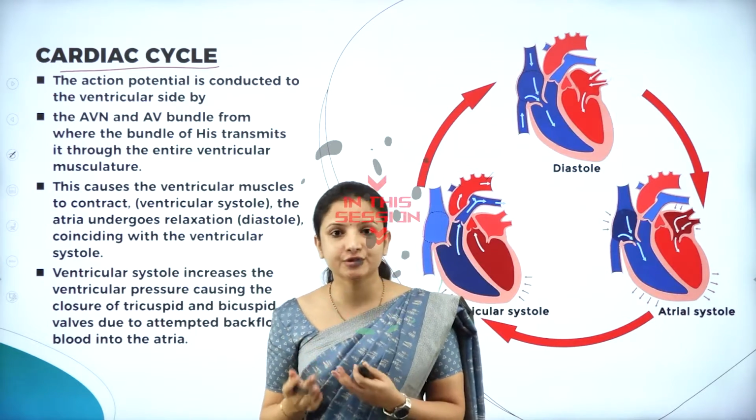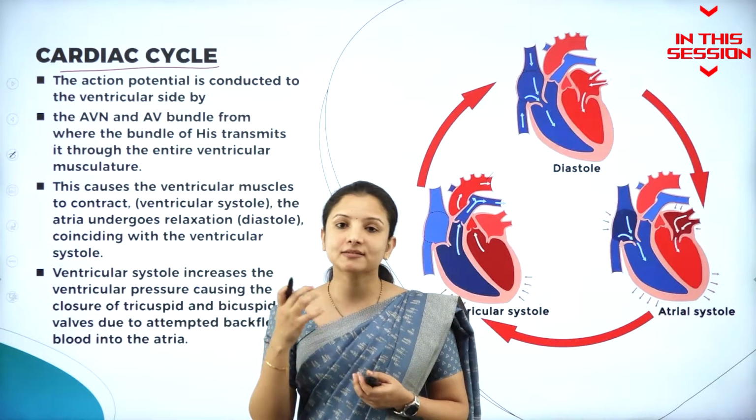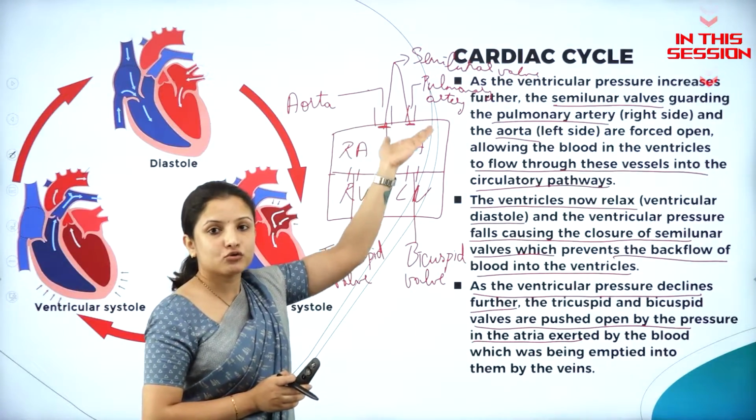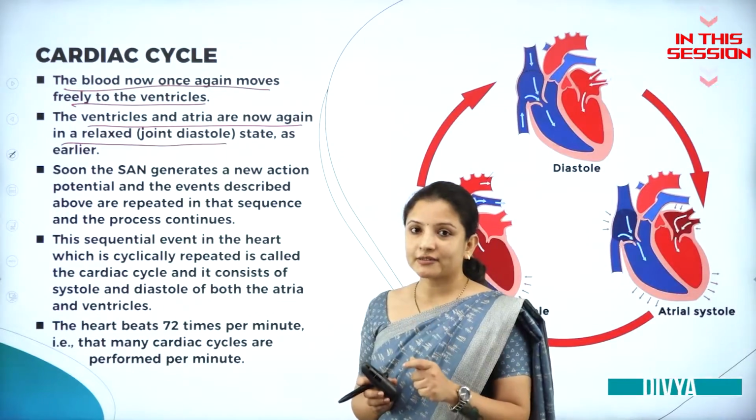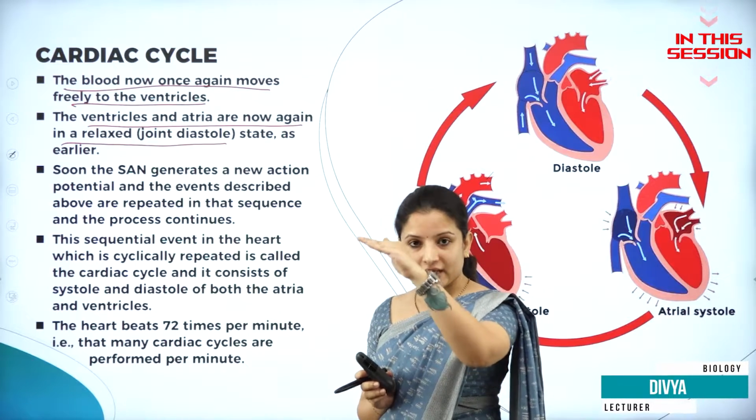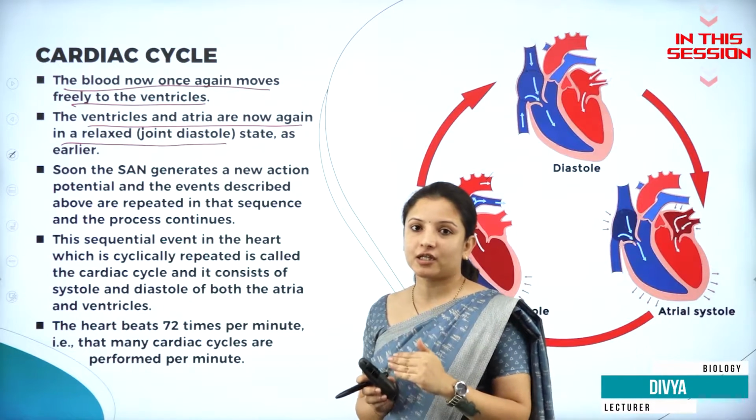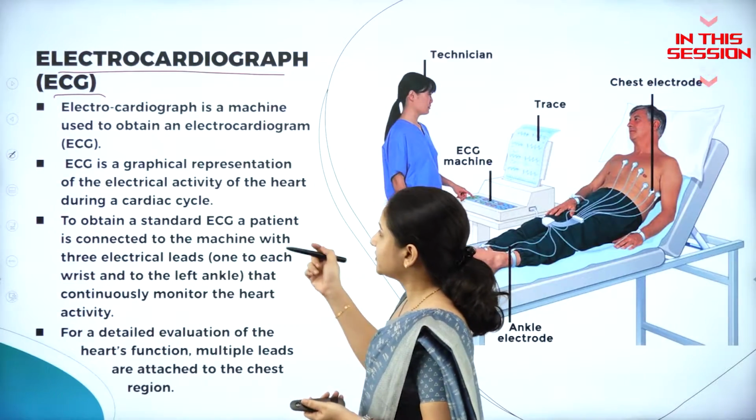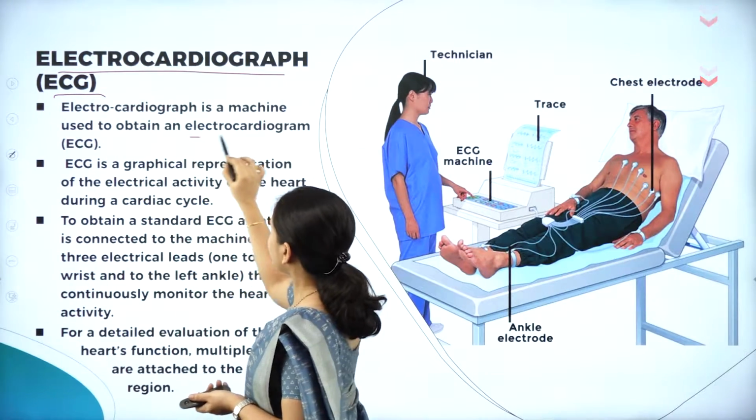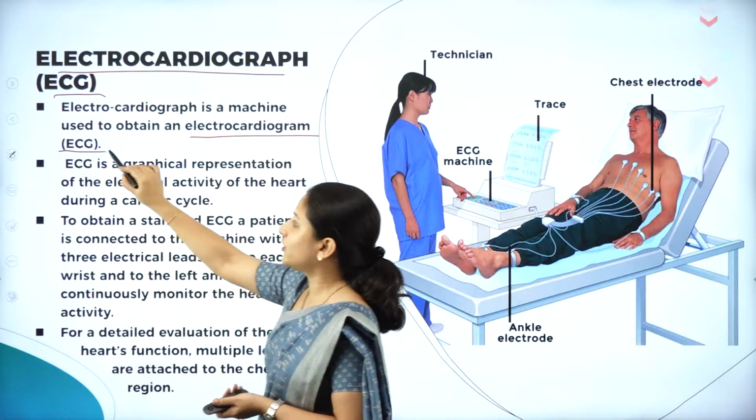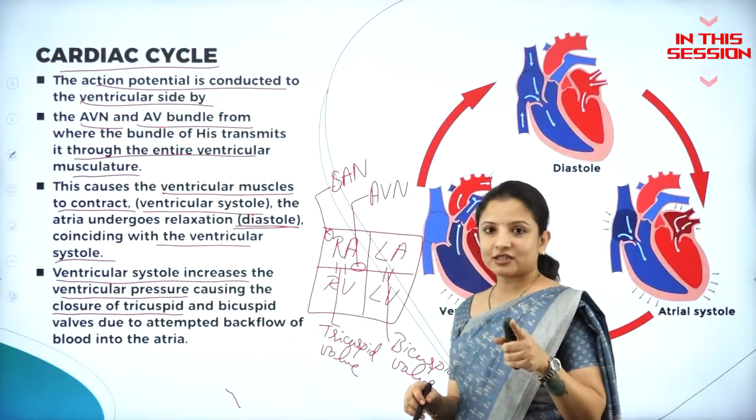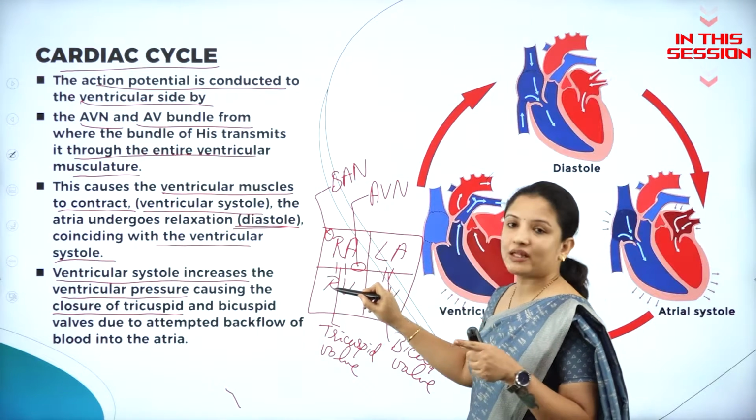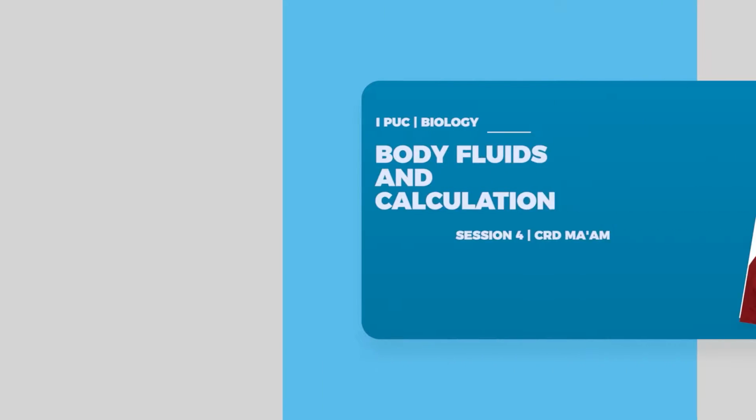Cycle helps us to know how exactly the circulation of blood takes place. What are the atria? They are the upper two chambers of the heart. Joint diastole means both the upper atrial chamber and the lower ventricular chamber are in a relaxed state. Now, electrocardiograph is a machine used to obtain an electrocardiogram, which is called the ECG. Where is the tricuspid valve present? It is present between the right atrium and the right ventricle.